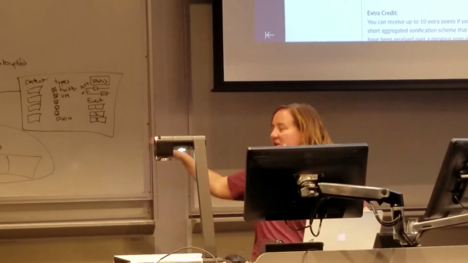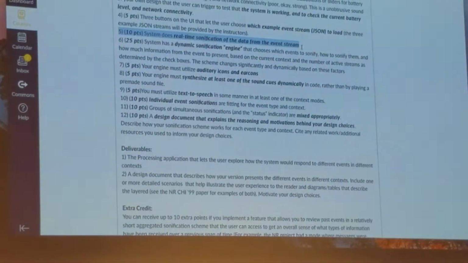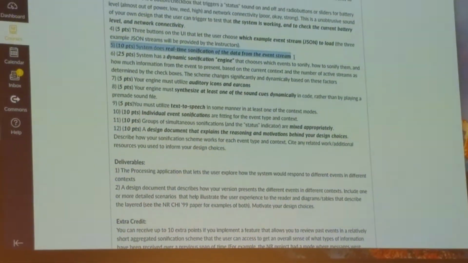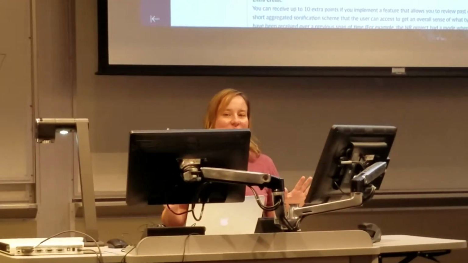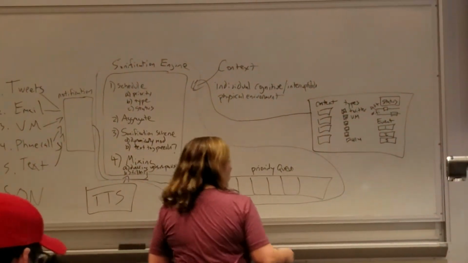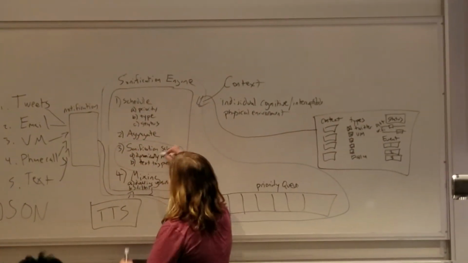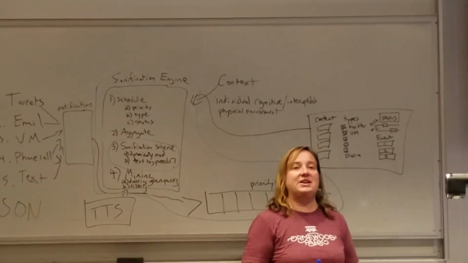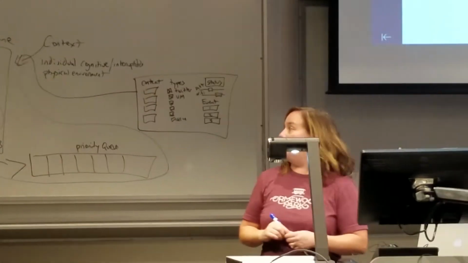Just basic functionality. So then here, requirement 5: the system does real-time sonification of the data from the event stream. These points are less subjective. Maybe your sounds are really bad, and that's okay for those points, but you will get them if, when events come in, you play sounds based on those events, and those sounds are dynamically modified in real time based on the parameters of the communication.